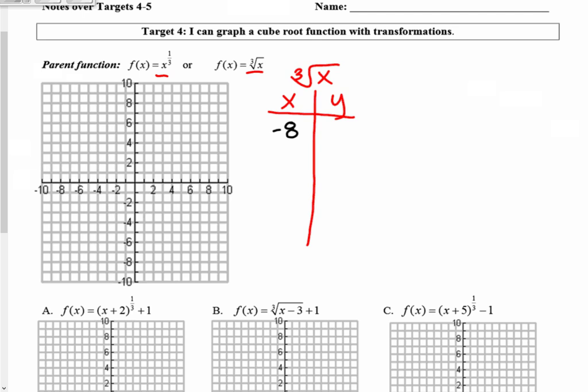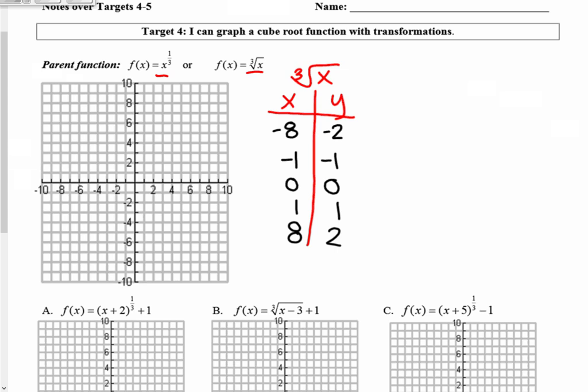The cube root of -8 is -2. I'll do -1. The cube root of -1 is -1. 0, the cube root of 0 is 0. 1, the cube root of 1 is 1. And 8, the cube root of 8 is 2. I'm going to use these values to graph my graph, and then later on I'm going to use these same values of this table in order to apply the transformations.